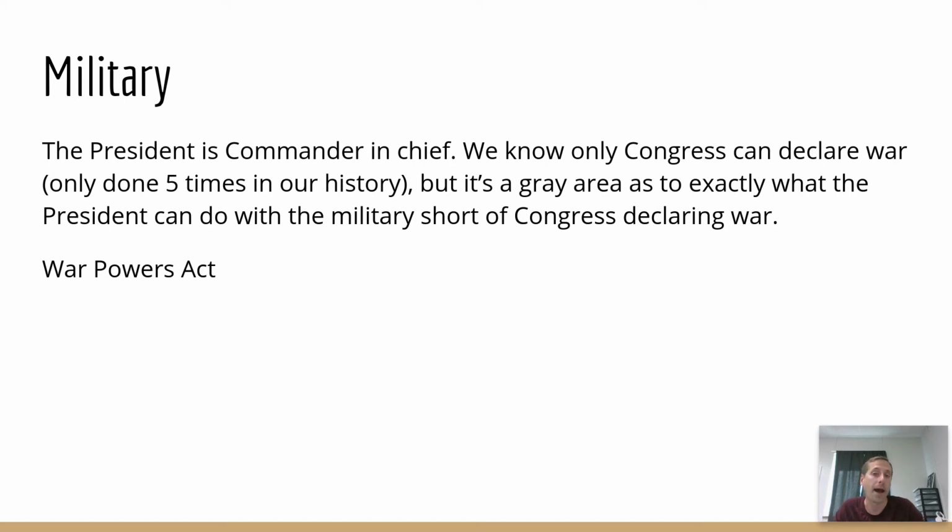The War Powers Act that was passed at the end of the Vietnam War somewhat addresses this. We're going to talk about it more later. But the War Powers Act said the president has the authority to send troops for up to 30 days, a couple months. And then he has to get Congress's permission to continue that military action. So the president can do something short term, but after that, Congress has to give its okay.